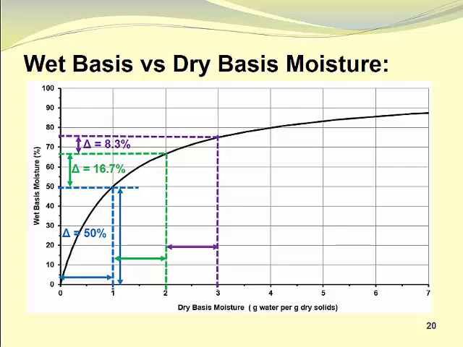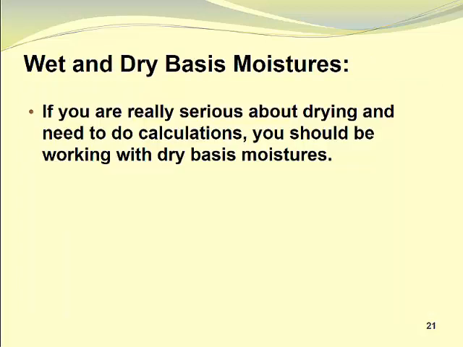We will finish up by adding a 1/4 gram of water per gram of dry solids, which is equivalent to 80% on a wet basis, and that gives us a change in moisture of only 5.0%. So as you can see, even though we have done equal increments of moisture on a dry basis, the changes in the wet basis moisture are not equal. In fact, they decrease quite rapidly as we go up in wet basis moistures.